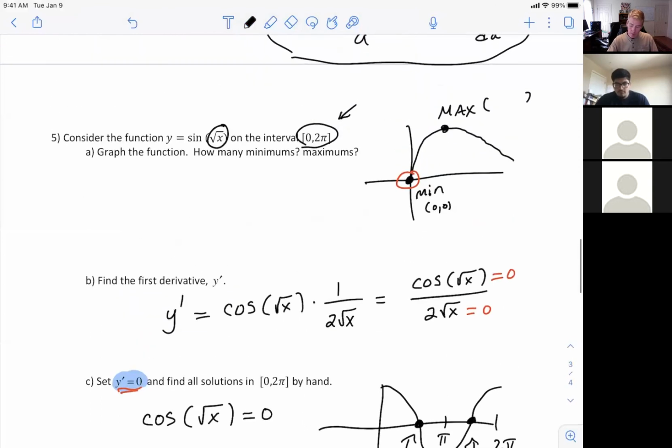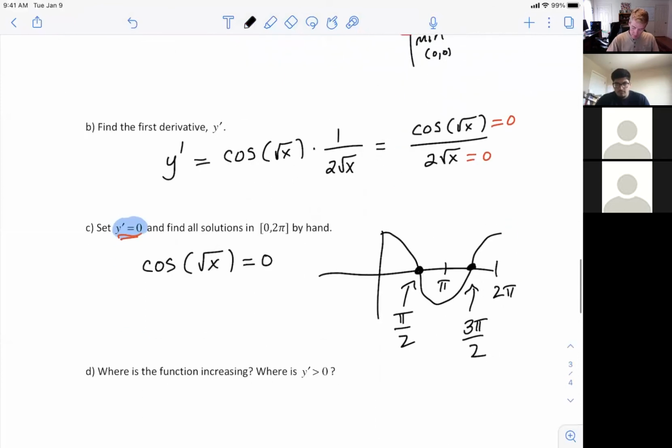This one would be 3 pi over 2. But when I looked at the graph, I only found one maximum, so I only need one answer. So I'm thinking it's going to be the pi over 2. But this part doesn't say x equals pi over 2. It says square root of x equals. So square root of x equals pi over 2. And then to solve for x, just square both sides. So pi over 2 gets squared.